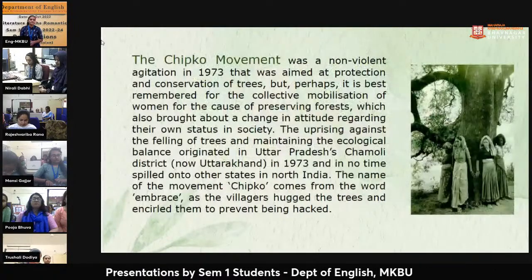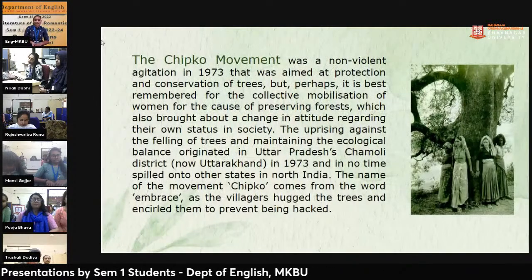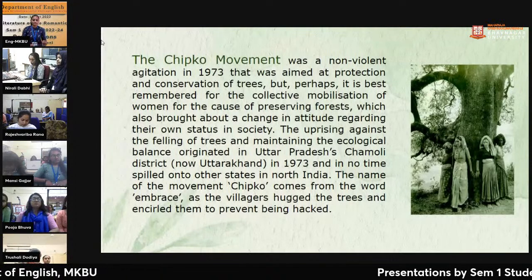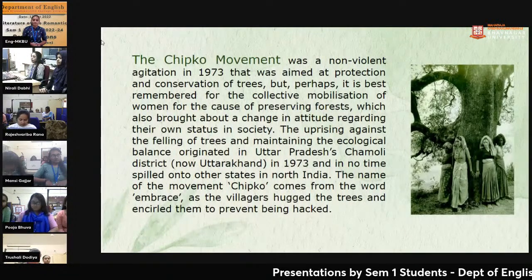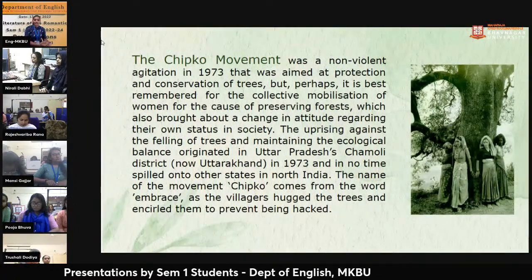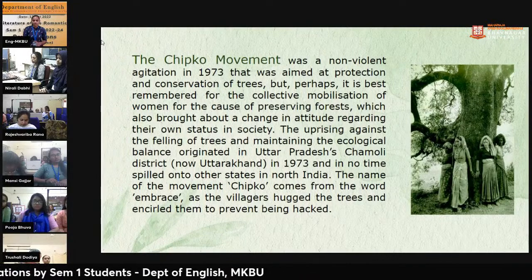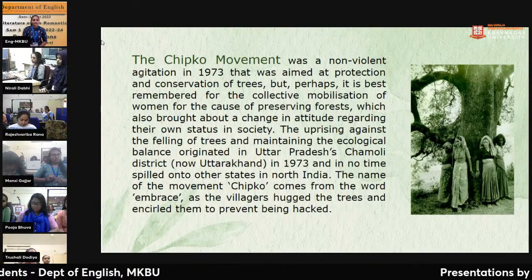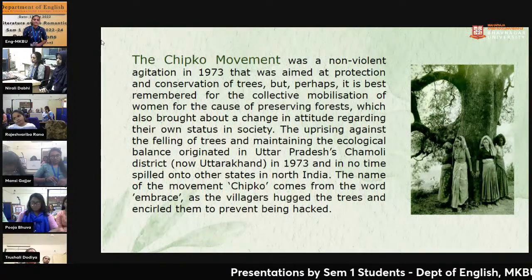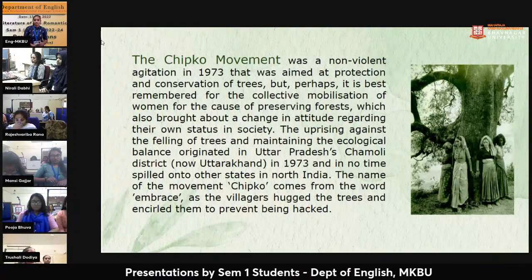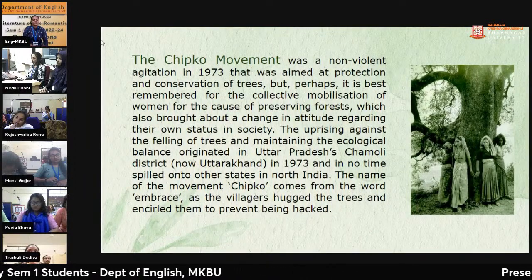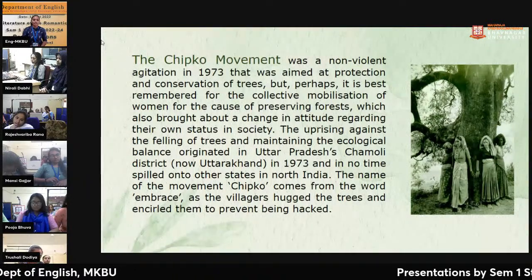There is the Chipko movement. I would like to share this movement because William Wordsworth didn't like industrialization at that time himself, and he wrote some poems against the industrial people, and this is the non-violent way. And the Chipko movement is also a way you do something in a non-violent way. So that's why the Chipko movement was a non-violent agitation.